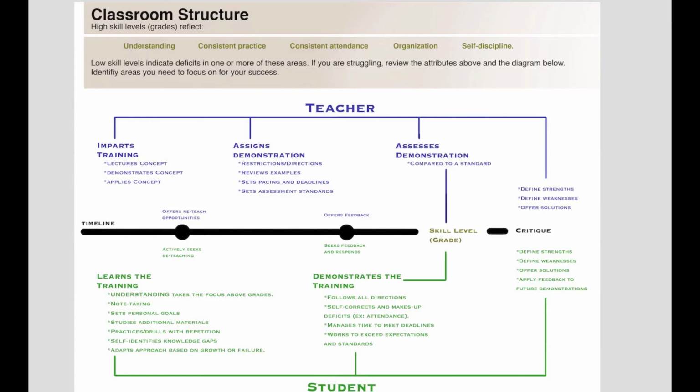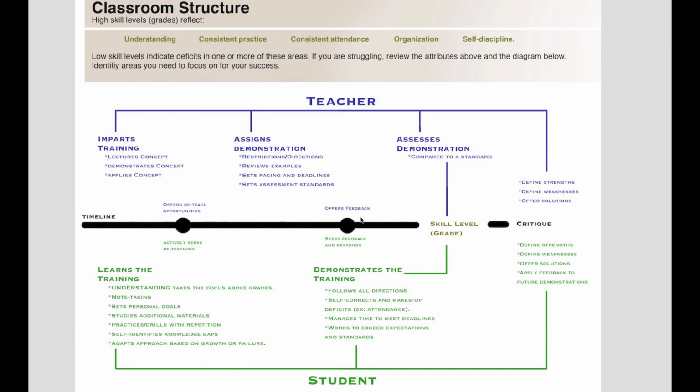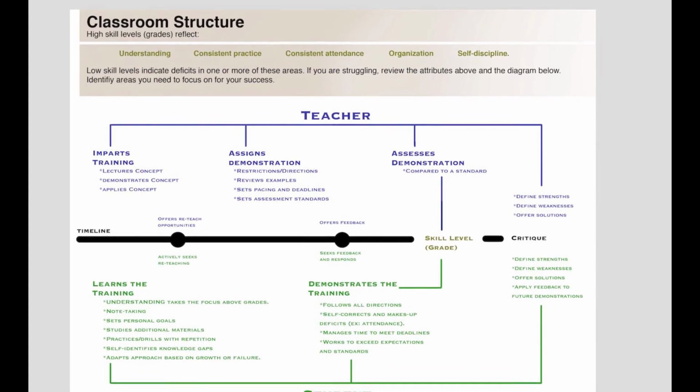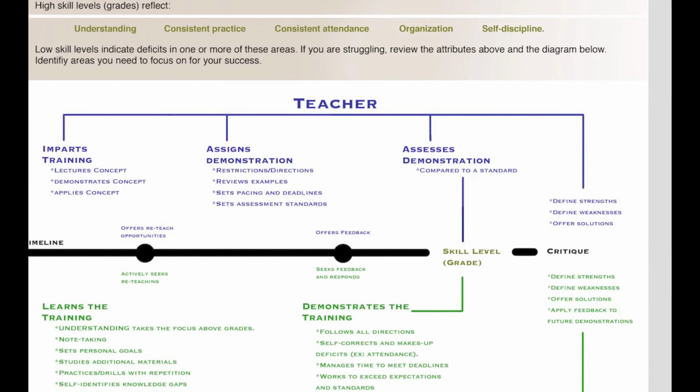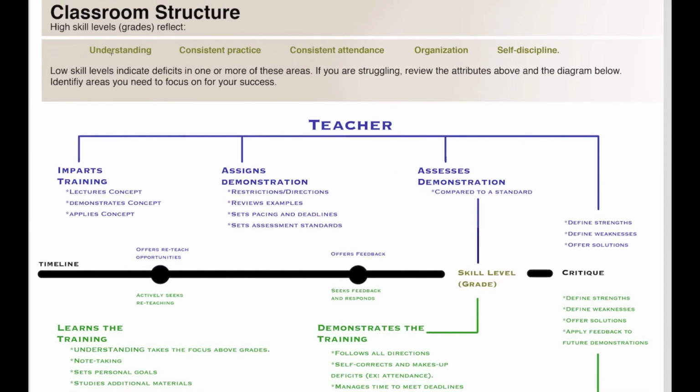This is the classroom structure, defining the roles of teacher and student, what we each do for success. What I'd like to refer you guys to is this top part, and for those at high skill levels, they reflect the following major focuses. The first is understanding. Before you focus on your grades, make sure you understand. Focus on understanding how this skill works. Consistent practice. You need to grind out mileage to become good at this stuff.